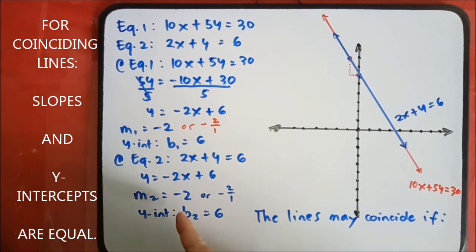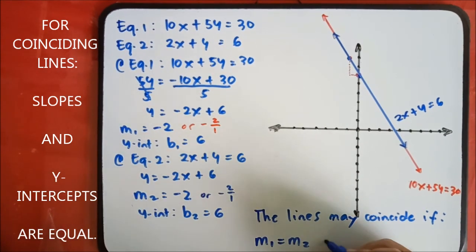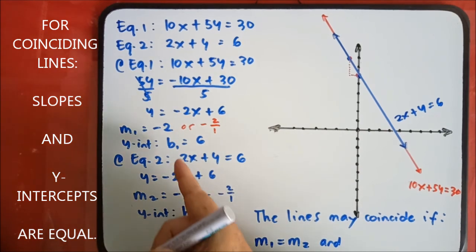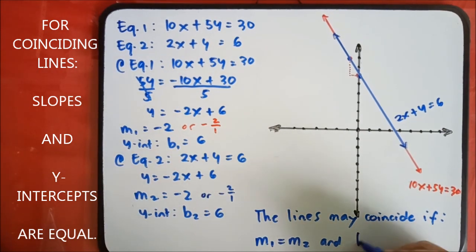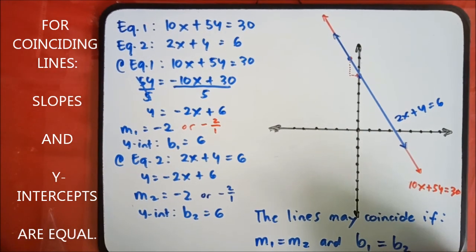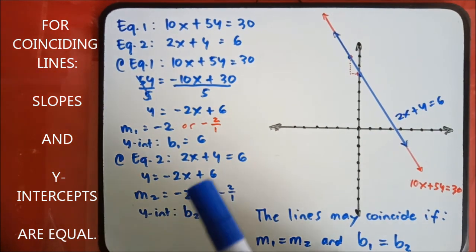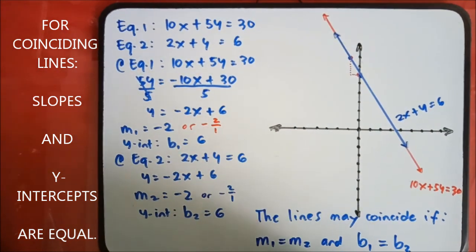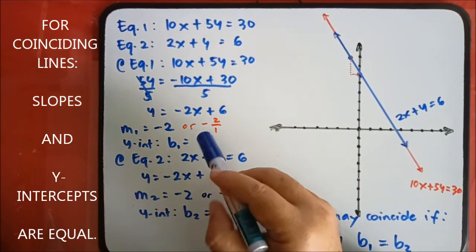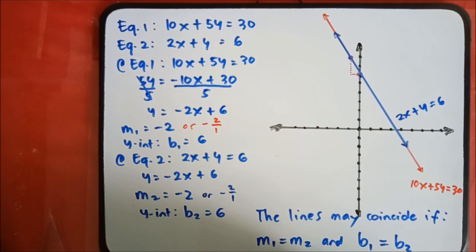M sub 1 at saka M sub 2, pareho. At saka, okay, y-intercept 1, b sub 1, at saka b sub 2, pareho. Okay, kapag napansin niyo na ang slope ng isang line at ang slope ng isang line ay parehong-pareho, at saka yung y-intercept ng isang line, ang y-intercept ng pangalawang line ay parehong-pareho rin, then the lines will coincide. Okay, so that's it.